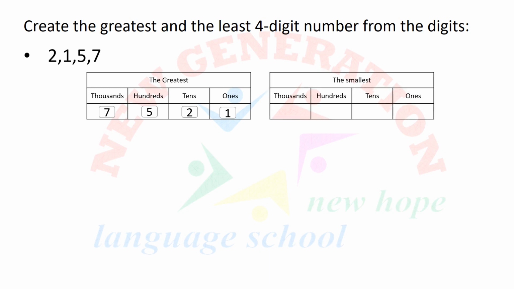If I want to create the smallest number, I put the number that makes the place value make the number as small as possible. So I put 1 inside the thousands, 2 inside the hundreds, 5 inside the tens, and 7 inside the ones. If you read these numbers, the greatest number will be 7,521, and the smallest will be 1,257. Okay, the next example from the digits 9, 5, 3, and 4.